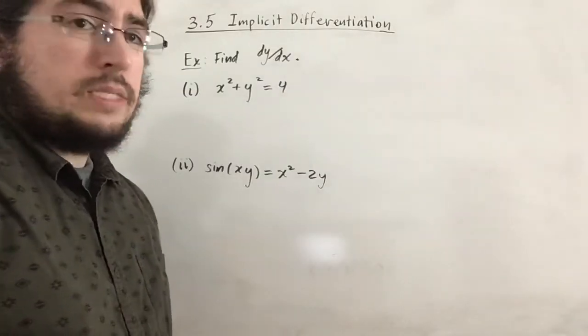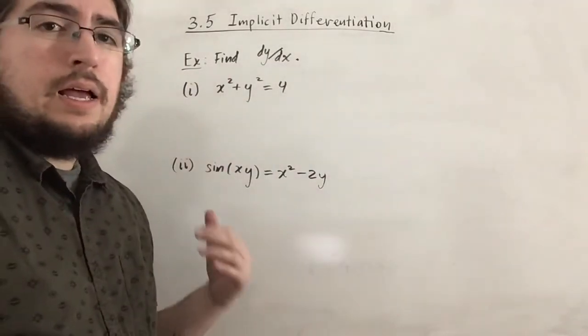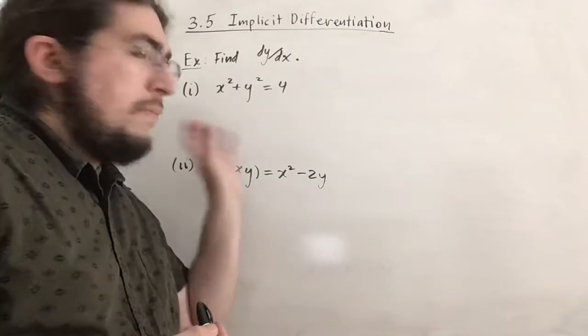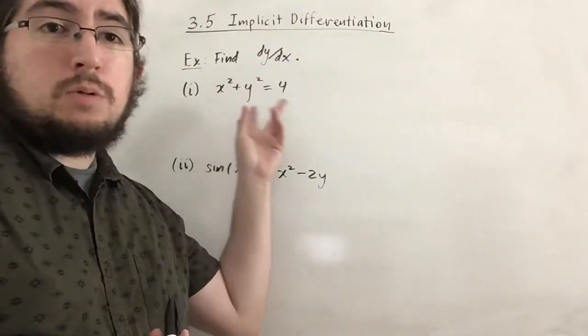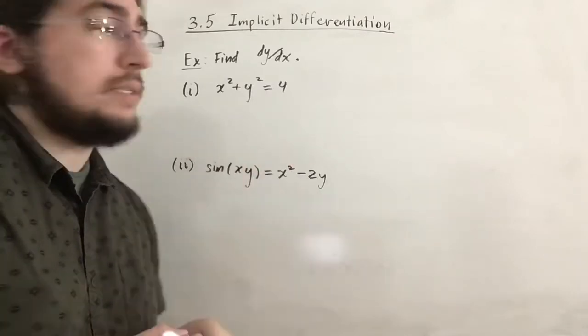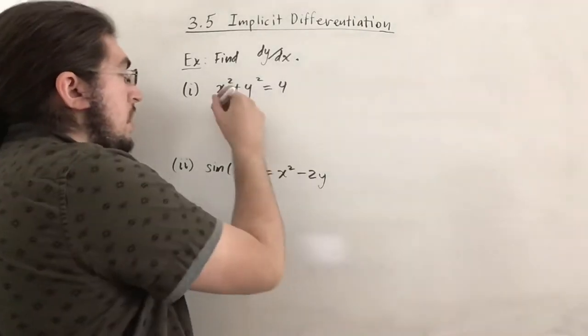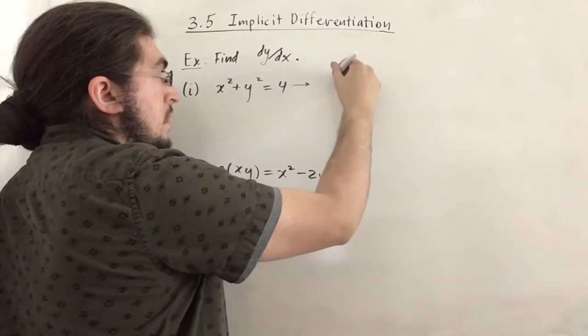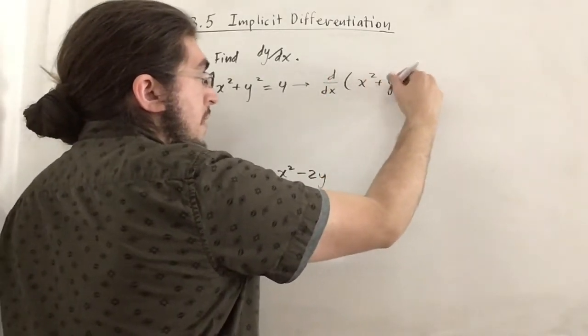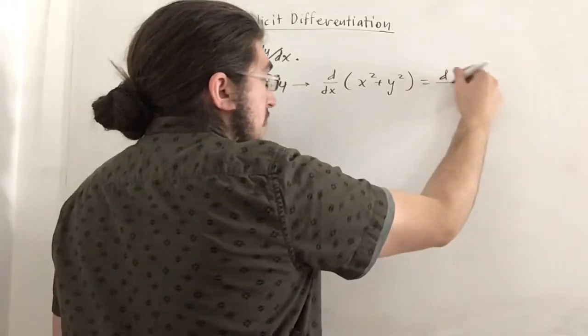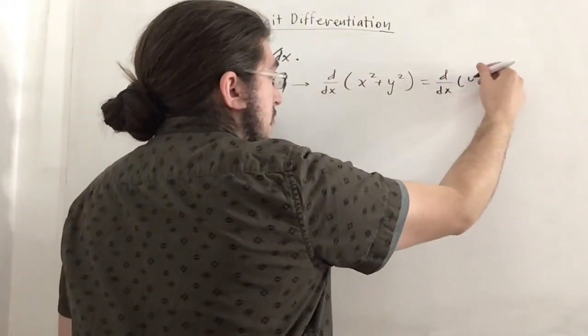All right, so for these two examples, we're asked to find dy dx. Now, again, the main goal is to get the dy dx by itself. So what I'm going to do is differentiate both sides of this equation with respect to x. So this is how it's going to look. I'm going to get d over dx of the left side is equal to d over dx of the right side.